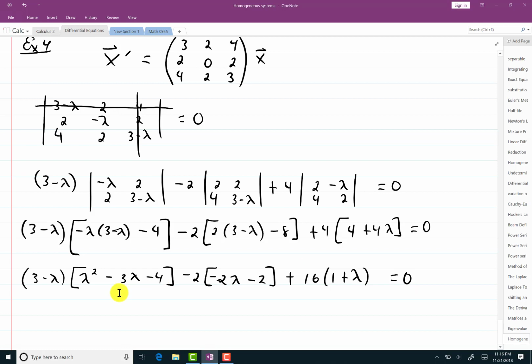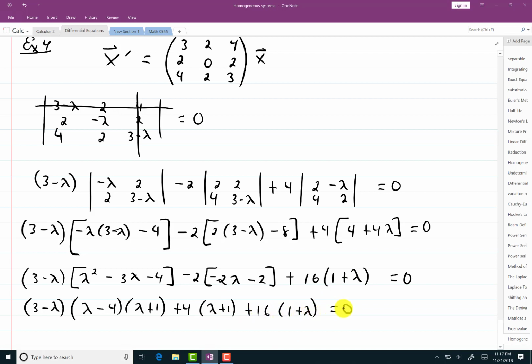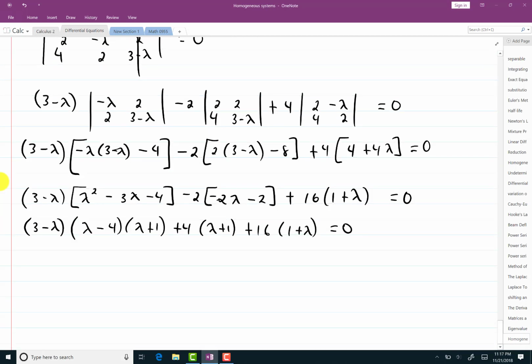Let's see what happens in my next line. Here, I can factor this piece, and I will get lambda minus 4 times lambda plus 1. Here, I can factor out a negative 2, and that will leave me with a lambda plus 1. And then finally, I have a 16 times 1 plus lambda. So my technique did work out here. I don't guarantee it on every problem, but sometimes it does. Notice that you have a 1 plus lambda attached to everything, so I'm going to factor it out of everything.